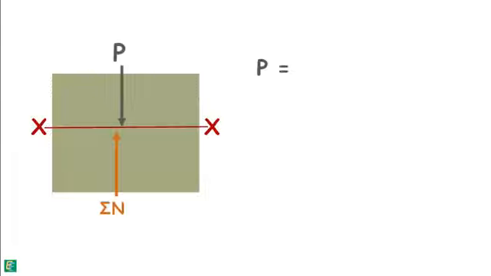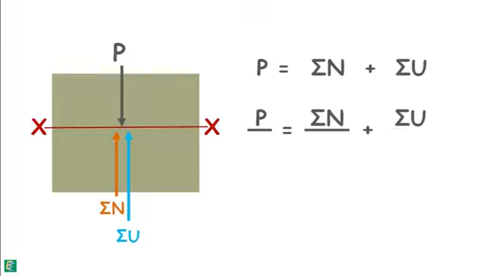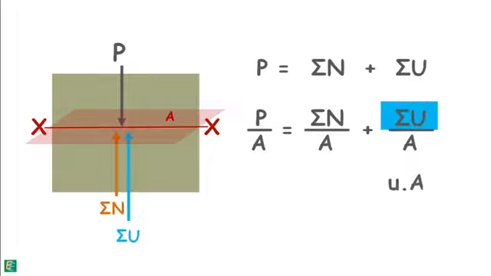Now, by applying the equation of equilibrium on the plane x-axis, we can write that the total normal force acting on this plane is equal to the sum of all normal interparticle forces and pore water pressure force. Divide the equation by the whole cross-sectional area capital A of the plane. We can write pore water pressure force as this.